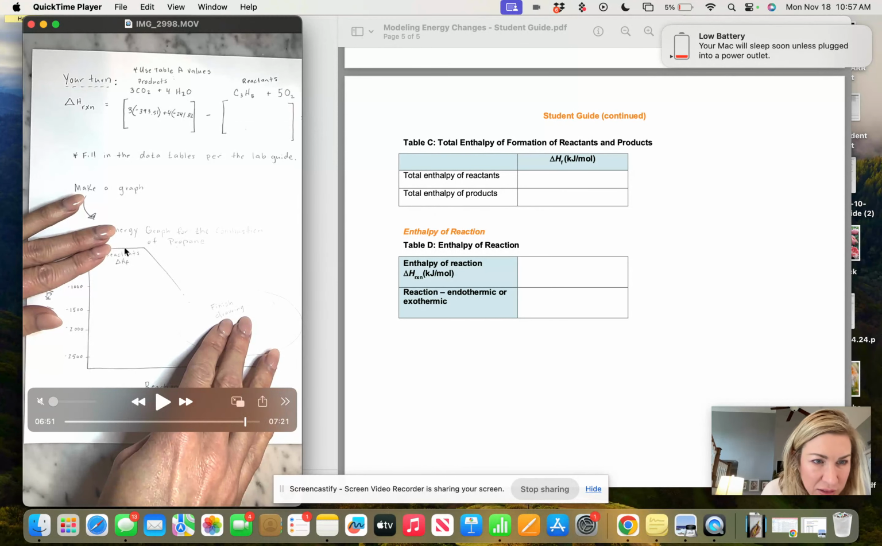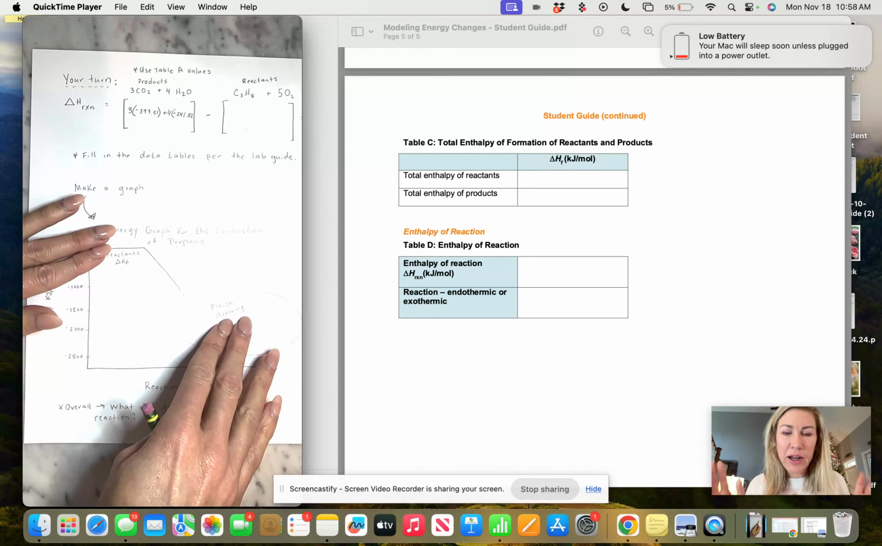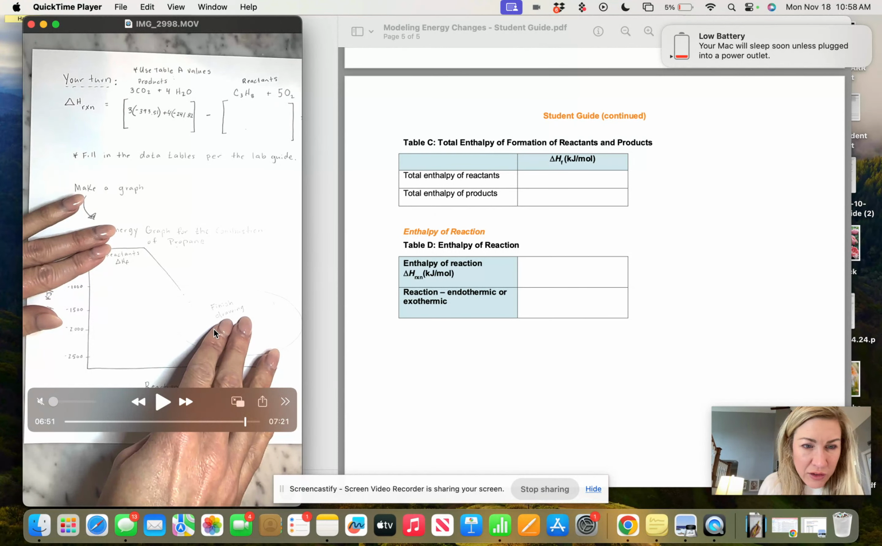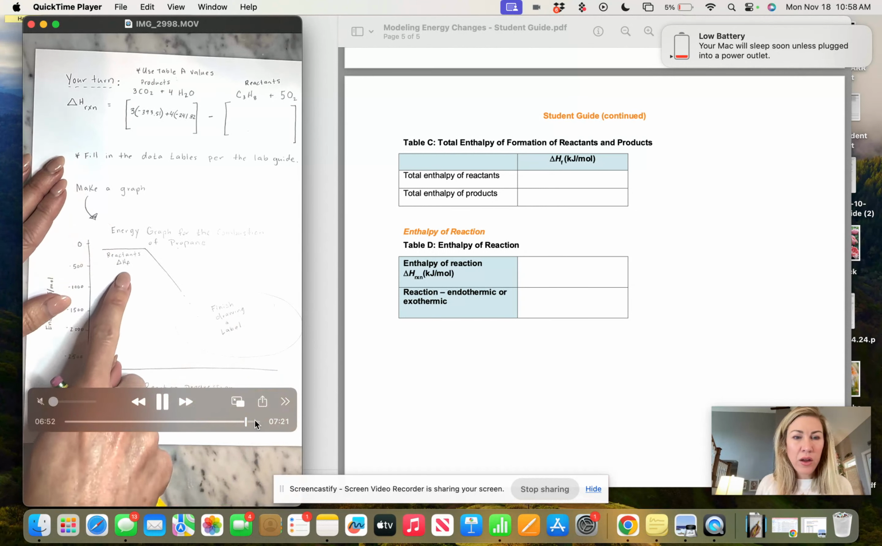Based on the value you should have gotten for your reactants here, I went ahead and drew a corresponding line. That's where my chemical reaction started. You're going to draw and connect a line all the way down here to our finished products. So once you determine the value of the products, you will know where to estimate that on the y-axis, make a flat line kind of like I did for reactants, and then label it. Products.